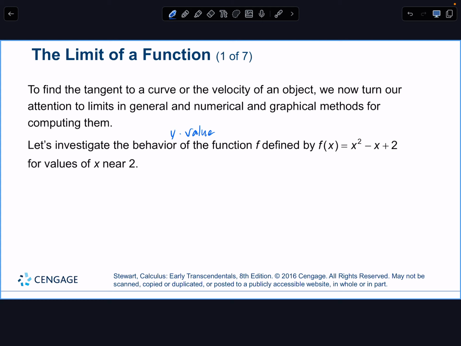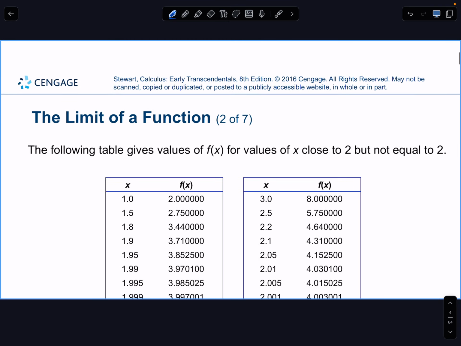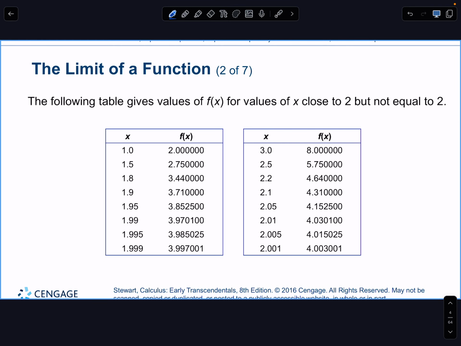This is the function for values of x near 2. So what's the y value doing when x is near 2? Well, we have a little chart. We wouldn't want to take the time to write all that out. But we have a little chart that basically has x getting closer and closer to 2 from both sides. So it's getting closer from below 2, which we call from the left on the number line. And then it's getting closer from numbers above 2, from the right on the number line. So x is approaching 2 in both directions here.